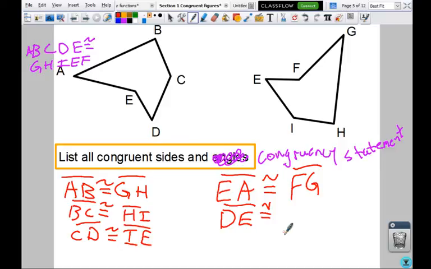Alright, DE. So Chloe, what does DE match up with? I don't know. EF. Yeah. There we go. Missing one in there.